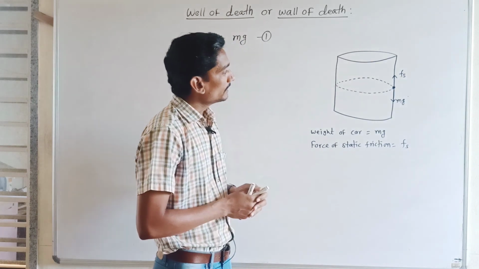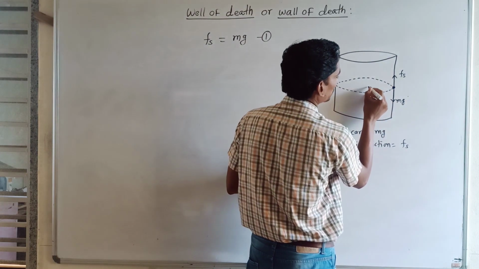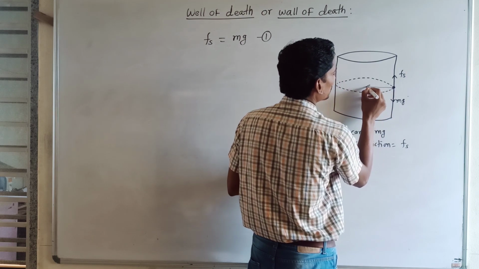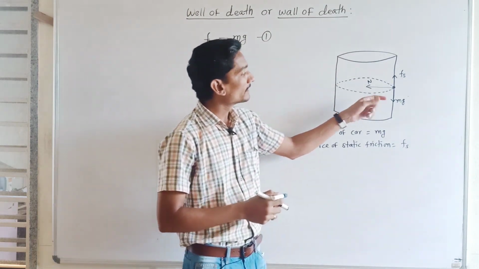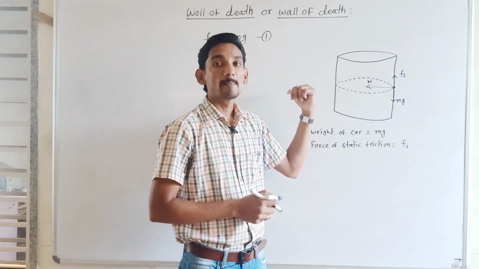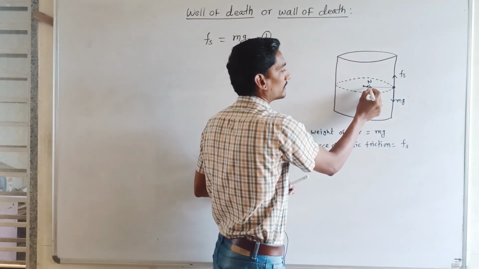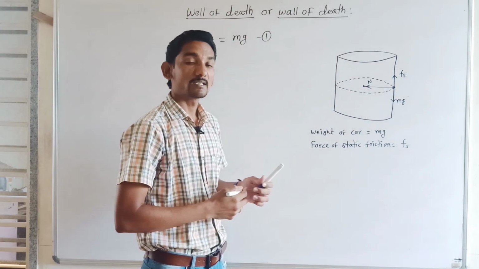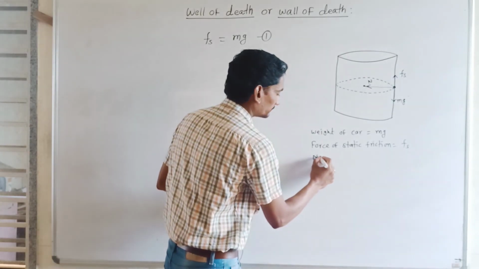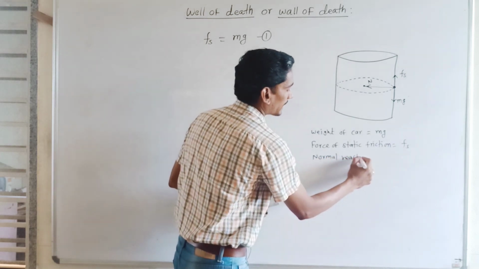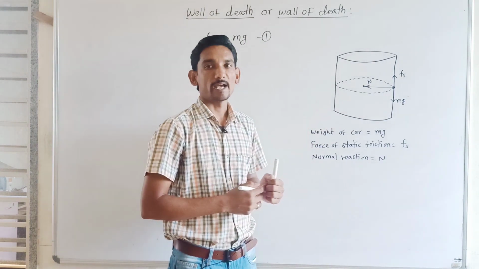Then another force is the normal reaction of the wall on the car. It acts in the horizontal direction, towards the center of that wheel. Suppose this is the center. So this normal reaction, indicated by capital N, is acting horizontally and towards the center of the wheel.